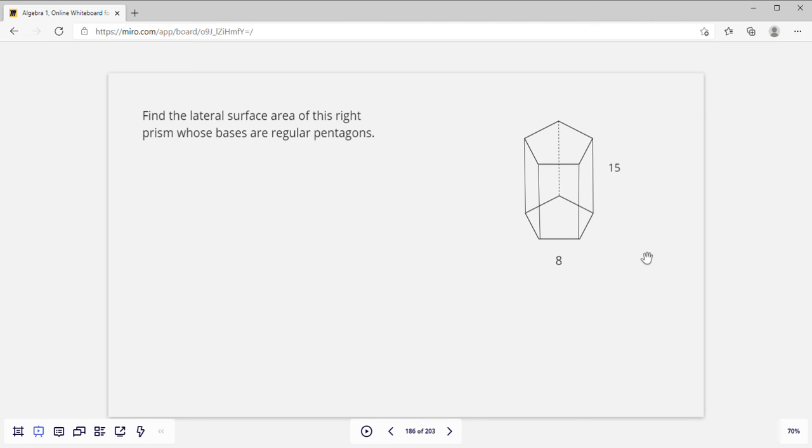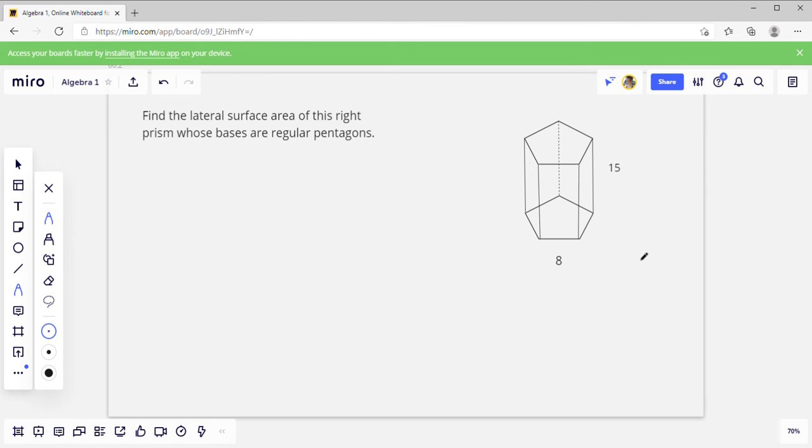All right, find the lateral surface area of this right prism whose bases are regular pentagons. Okay, so this one's a little more complicated. The lateral surface area means we only want these up and down boxes. So if we look at this, we've got a box back here. There's one. And these are all going to be 8 because it says a regular polygon or regular pentagon. So that means that's 8, that bottom's 8, that side's 8, that side's 8. So this is going to be a rectangle in the back right here that's 8 by 15. So 15 by 8. This one in the back right here is going to be the same thing.